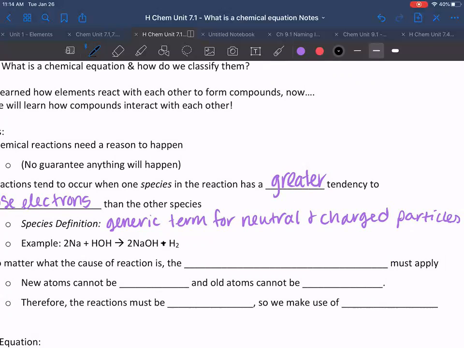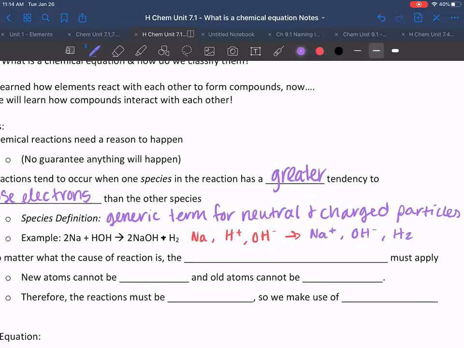But if I were to talk about the species, on the left side, we have a neutral sodium atom. With water, it actually is a H plus as well as our hydroxide ion. And then on the right side, we have now a sodium ion, then another hydroxyl as well as hydrogen gas. And so all these species, no matter if they're neutral, charged, have one atom, have multiple atoms, I'm just going to call them species. I just wanted to give it an example.